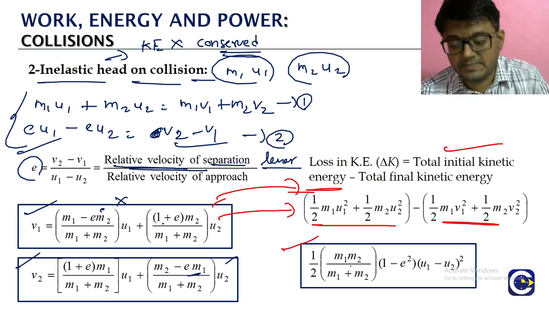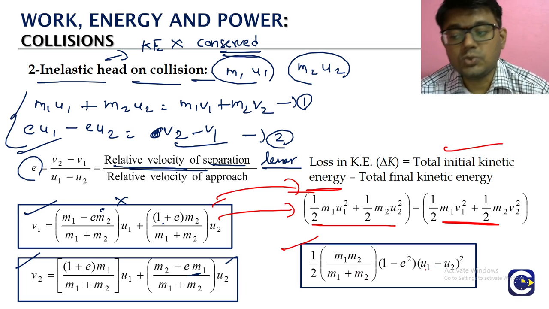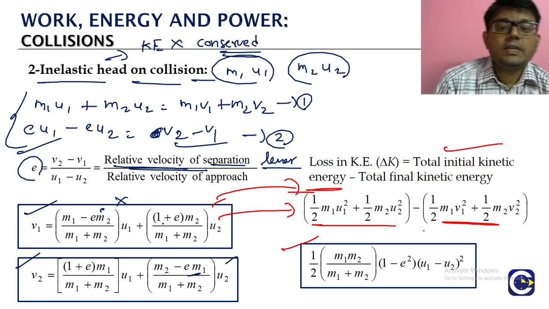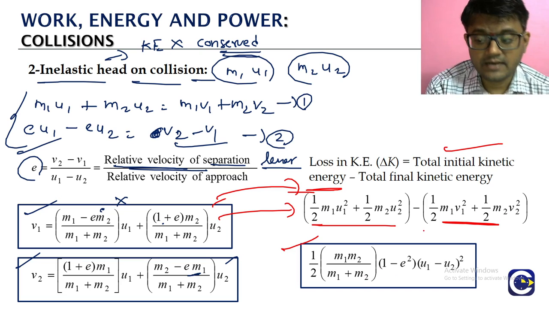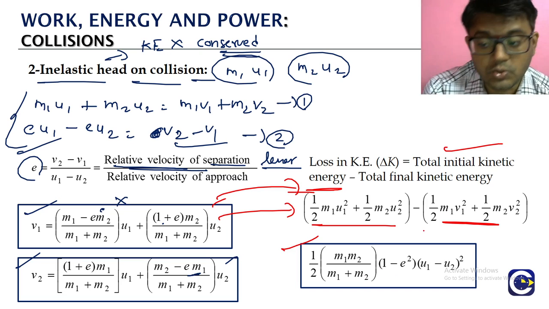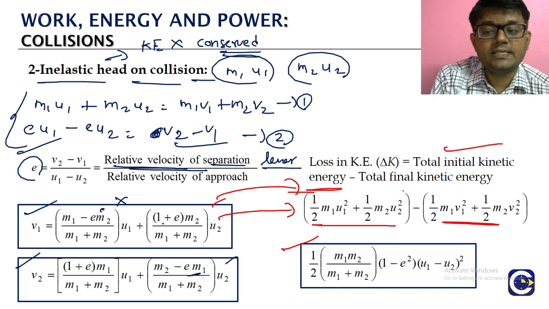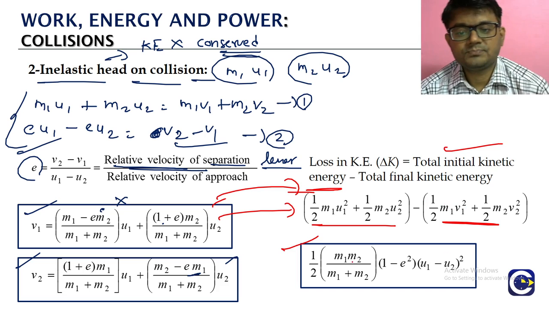பாருங்க, half times m1 into m2 by m1 plus m2 into 1 minus e square into u1 minus u2 the whole square. So what is it paranga, half into m1 m2 by m1 plus m2 into 1 minus e square into u1 minus u2 the whole square. இது எப்படி வரும், when you substitute in the kinetic energy loss expression la v1 and v2 values நம்ம substitute பண்ணா we will get this expression.